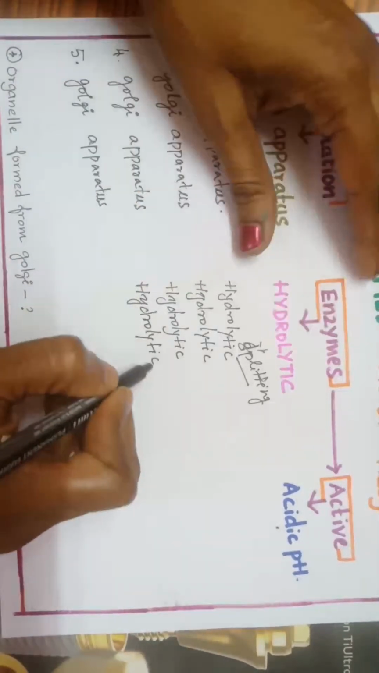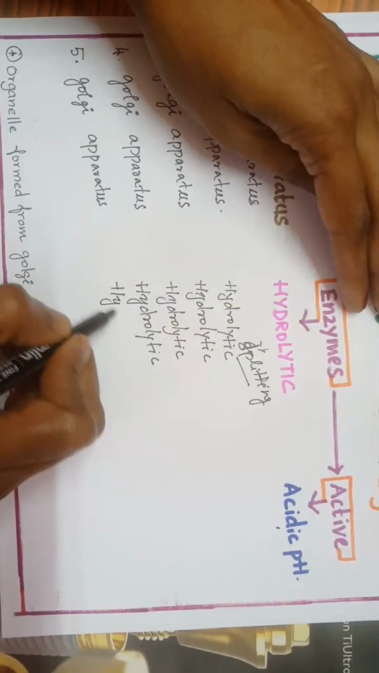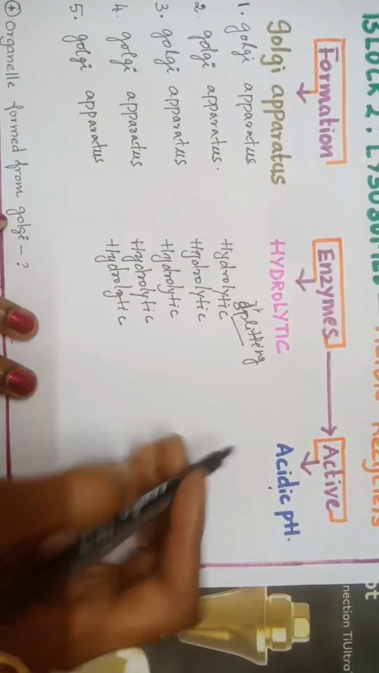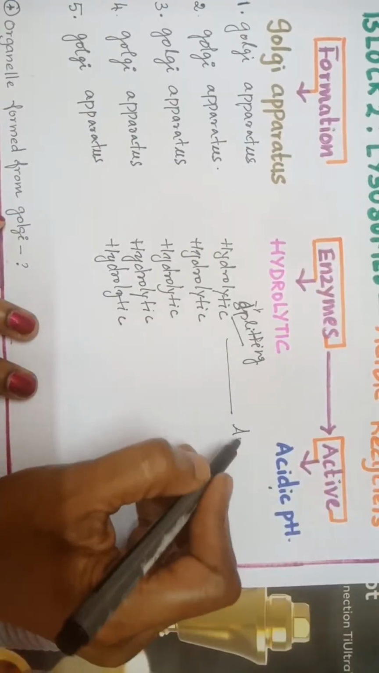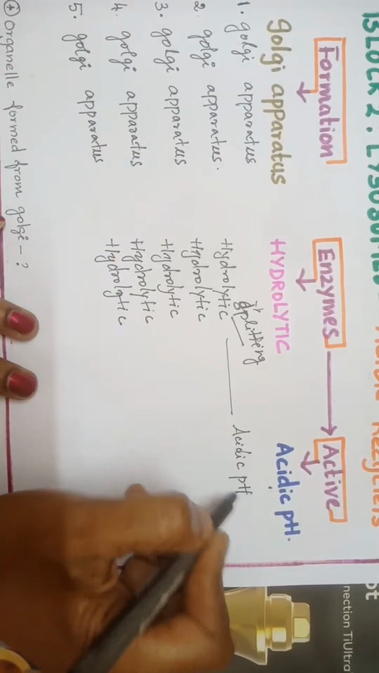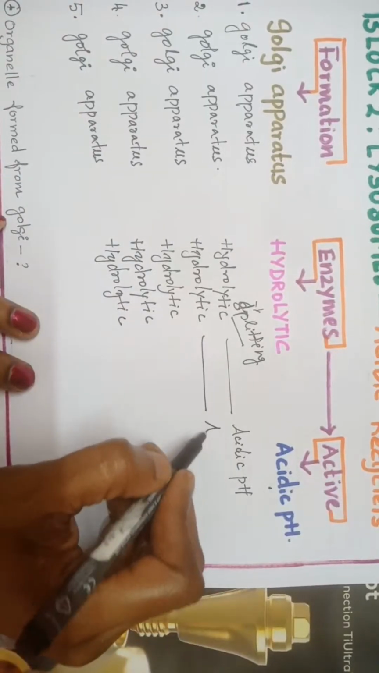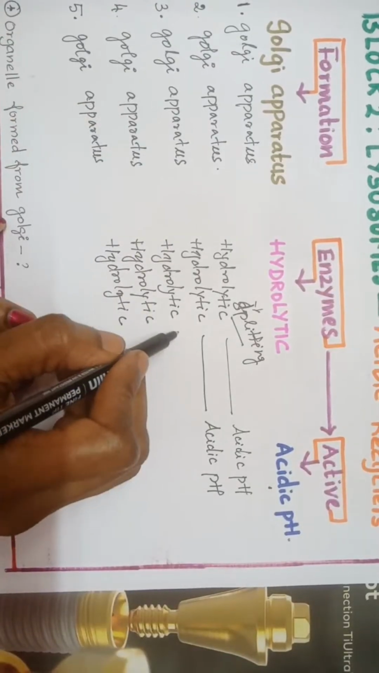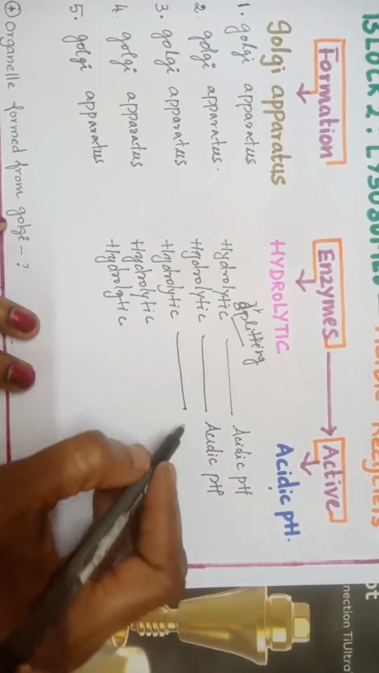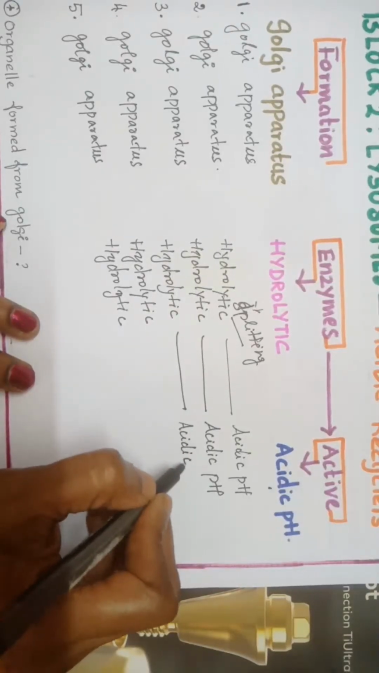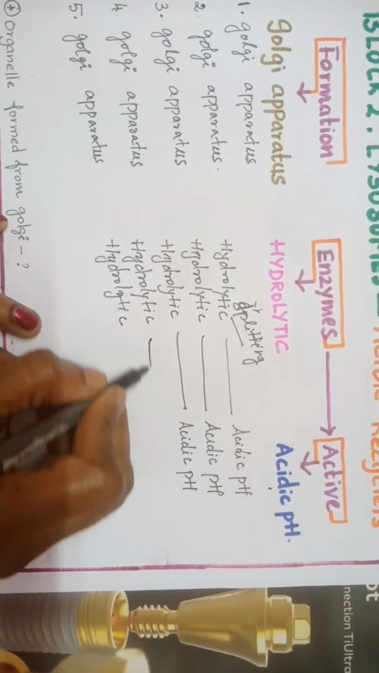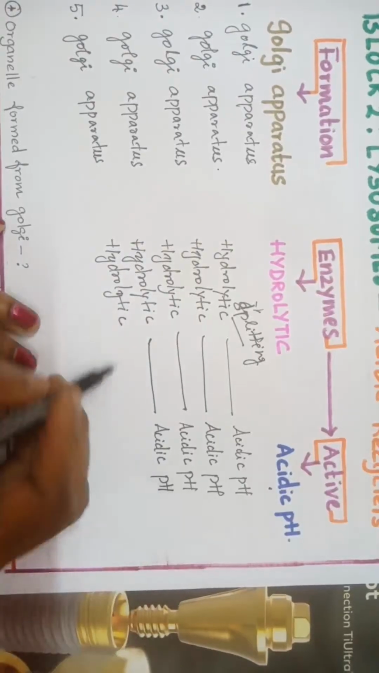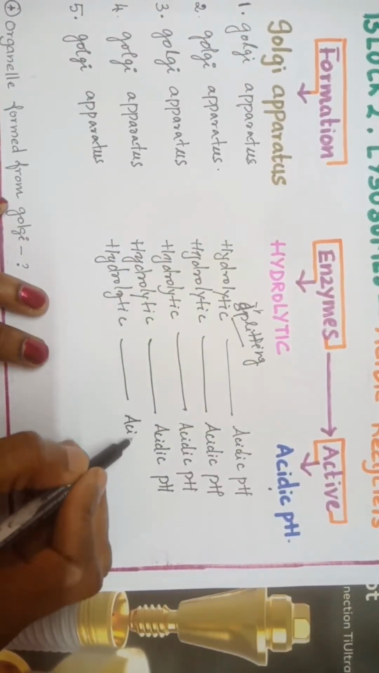Hydrolytic enzymes. Lysosomes contain hydrolytic enzymes. Next, all are active under acidic pH because they are what? Destructive enzymes. They are active under acidic pH. Lysosomes are formed in the Golgi apparatus by packaging. They contain hydrolytic enzymes which are active at what pH? Acidic pH. You should never forget this, acidic pH.